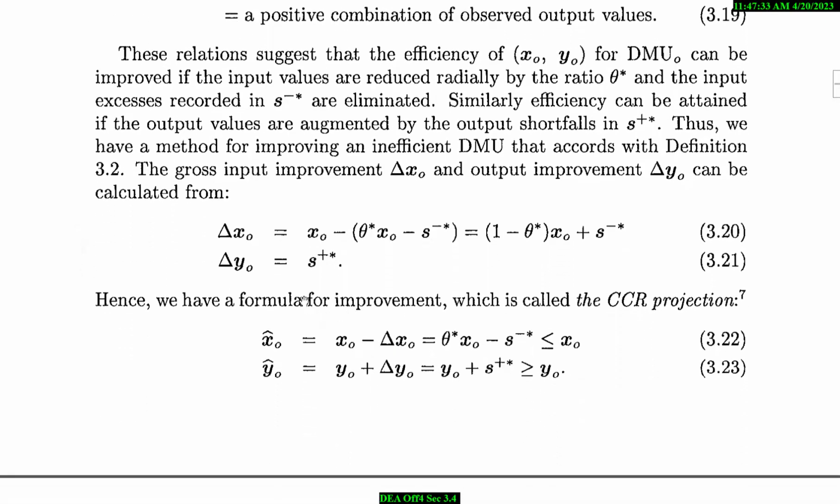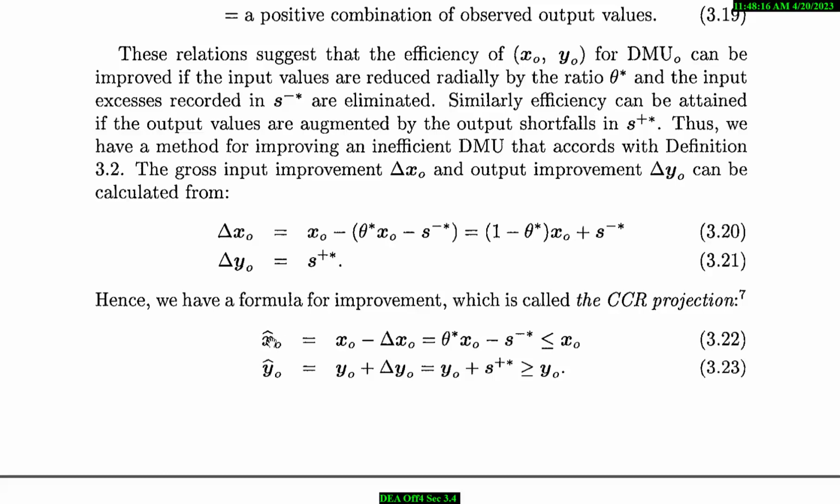Here we have a formula for improvement, which is called the CCR projection. Indeed, the CCR projection is a point in the production possibility set that is compared with DMUO and shows how inefficient it is, and it is efficient. We will prove it later.